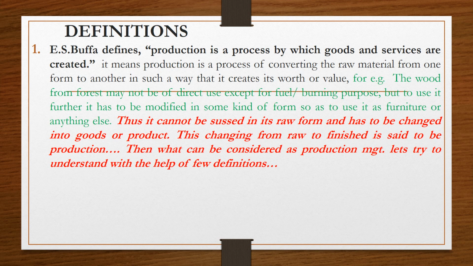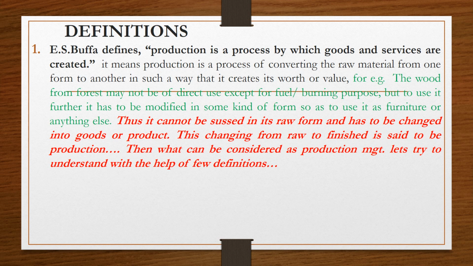Thus, it cannot be used directly in raw form as we want to have it in the finished goods. If we want to have it in the finished goods, that means it has to pass through some kind of process. And the process that is there, we consider it as production. Then what can be considered as production management? Now that we know, but what is production?